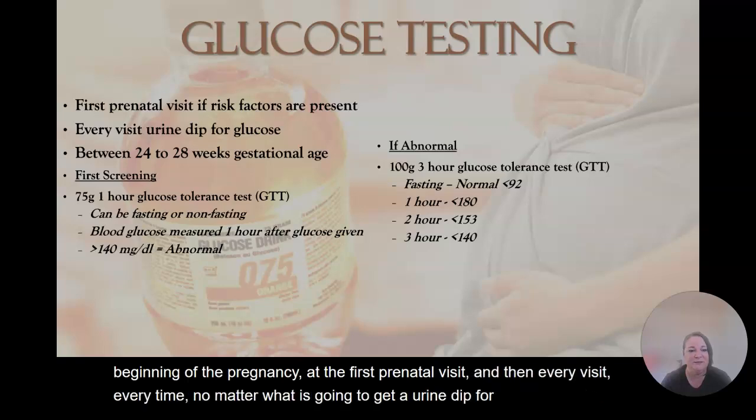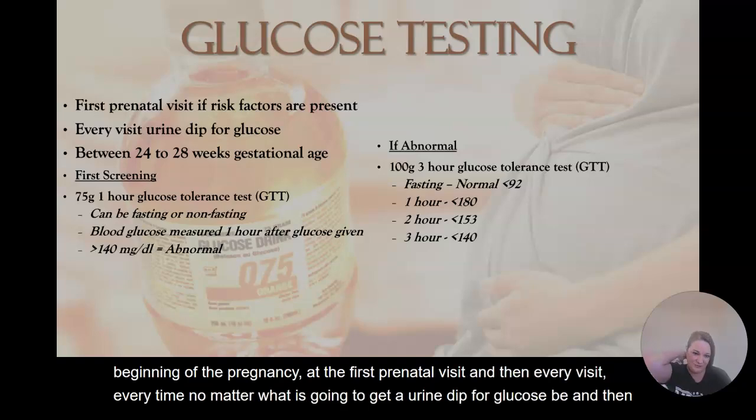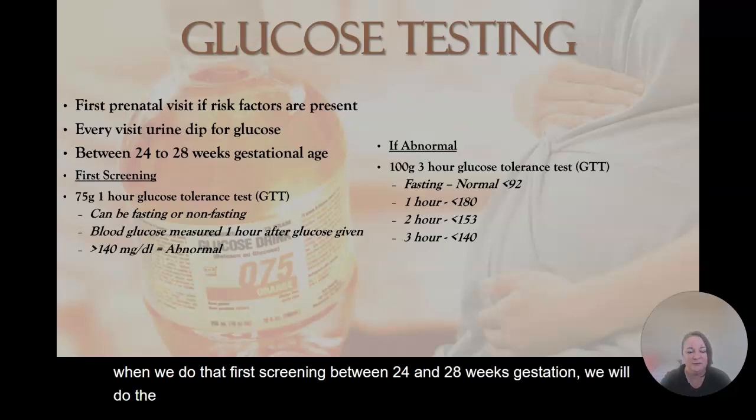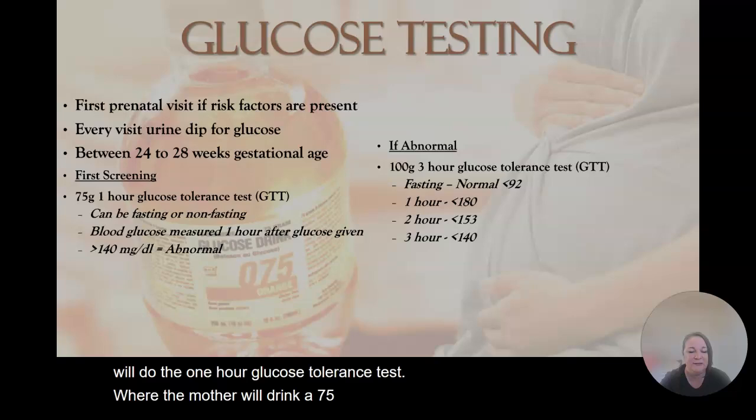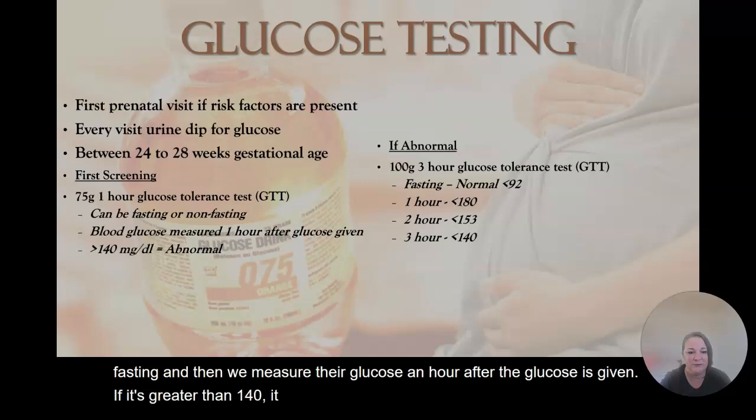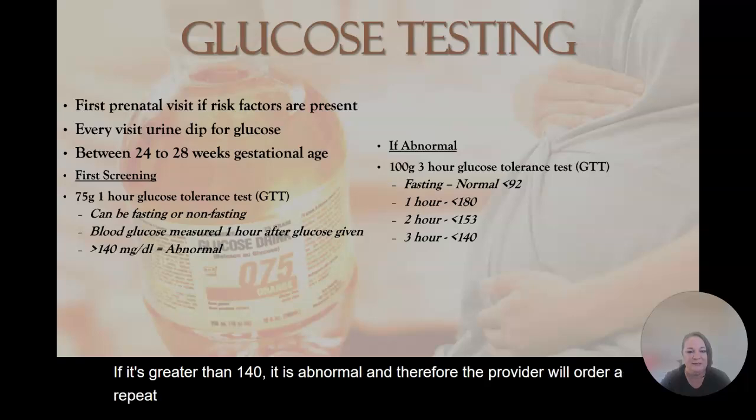When we do that first screening between 24 and 28 weeks gestation, we will do the 1 hour glucose tolerance test, where the mother will drink a 75-gram glucose drink. They can be fasting or non-fasting, and then we measure their glucose an hour after the glucose is given. If it's greater than 140, it is abnormal, and therefore the provider will order a repeat test, but this time it's going to be a 3-hour glucose tolerance test.